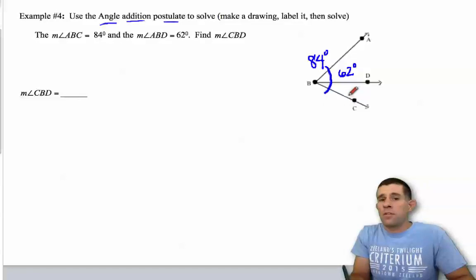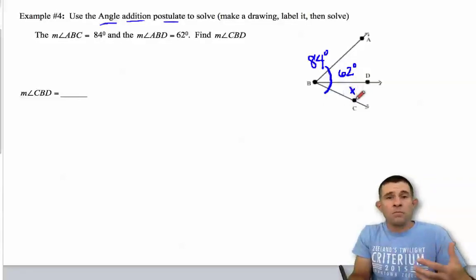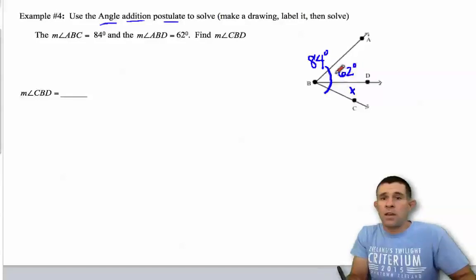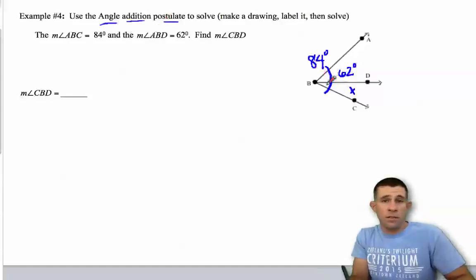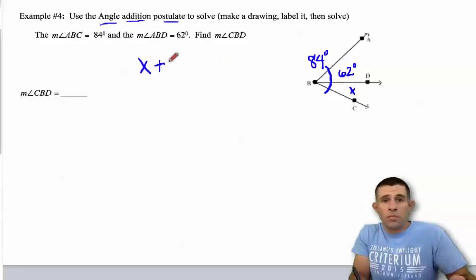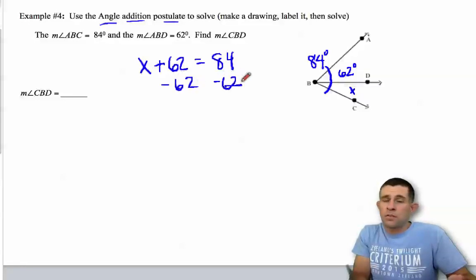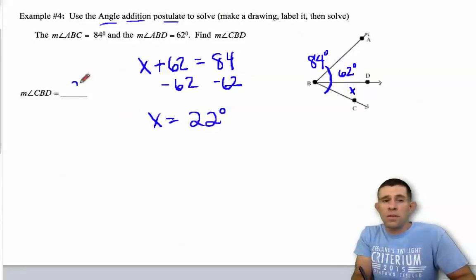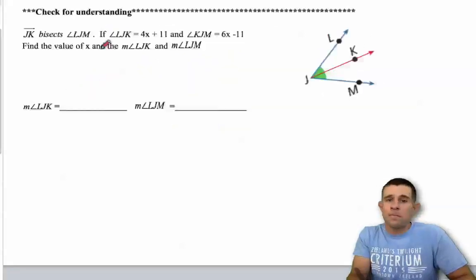Now I want to find the measure of CBD. So here's my missing amount, this angle here. I'm just going to let it be known as X. Now according to my angle addition postulate, it says the two smaller angles must add up to equal the larger, or the whole thing. So X plus 62 must add up to equal 84. Here's simple algebra from here. We're going to subtract 62 over to the other side of the equal sign, and I'm going to be left with 22 degrees. So the measurement of CBD must be 22 degrees.